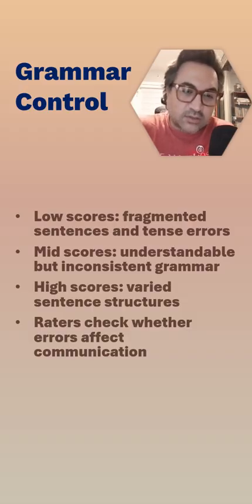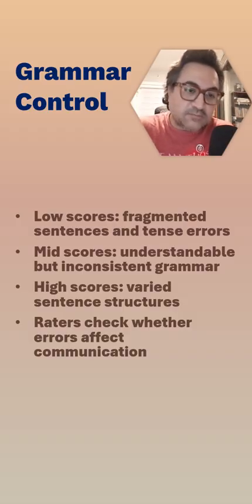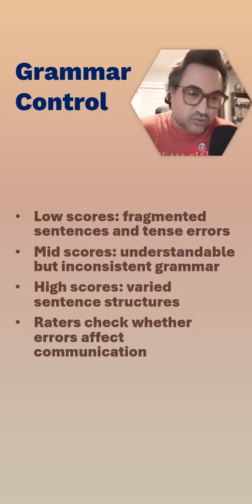Mid scorers are understandable, but they have inconsistent grammar. It means that sometimes their grammar is really good, sometimes not. But high scorers have varied sentence structures, which I talked about, and raters usually check whether errors affect communication. So if you made a mistake, does your mistake prevent me from understanding what you are saying or no? That's a very big part of what kind of score you're going to get. So does it impede communication or not?